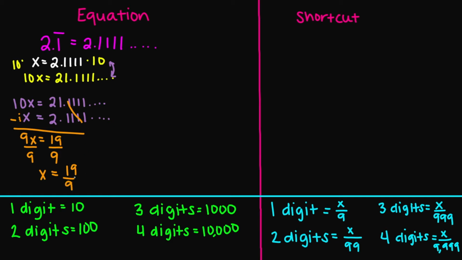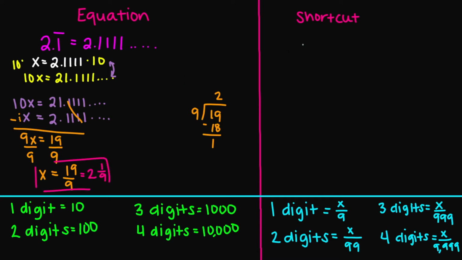However, since this is an example of an improper fraction, we can go ahead and turn this into a mixed number. So I have my 9 here and my 19 here. 9 goes into 19 two times. 9 times 2 is 18. 19 minus 18 is 1. So if you turn it into a mixed number, you're going to get 2 and 1/9.